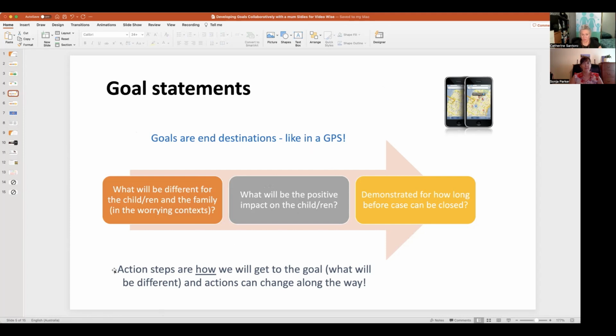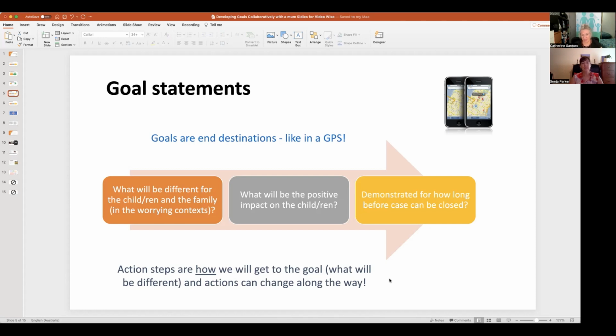Action steps, if you look down the bottom here, are how we get to the goal. What will be different? And actions can change along the way. And if you're thinking again like an end destination in the maps in your phone, there's lots of different ways you can get to Rockhampton. You could drive a car, you could go in a plane, you could go up there on a boat, you could ride a bike, you could even walk. It'd take you a while.